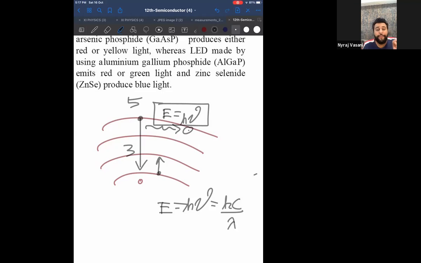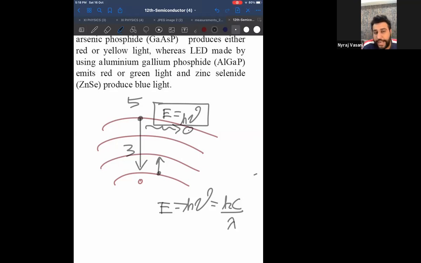Now, depending on how you dope it with different impurities, you get different colors of LEDs. That I will teach you. But what is LED based on? What is the principle of LED? The principle of LED is Bohr's postulate 3.